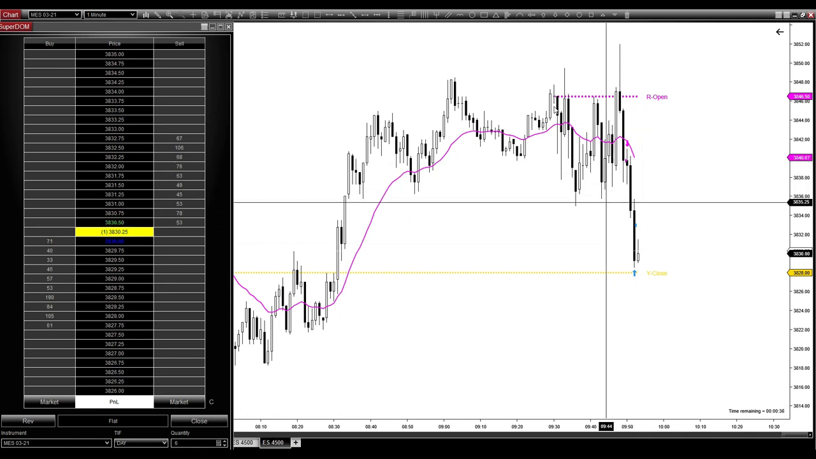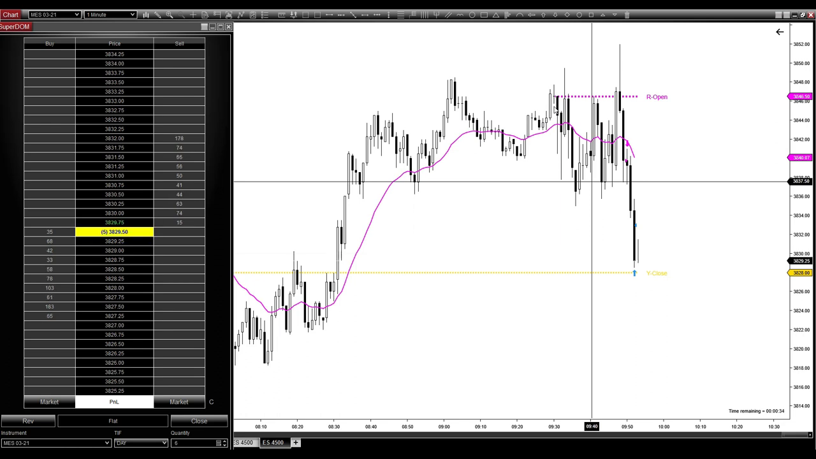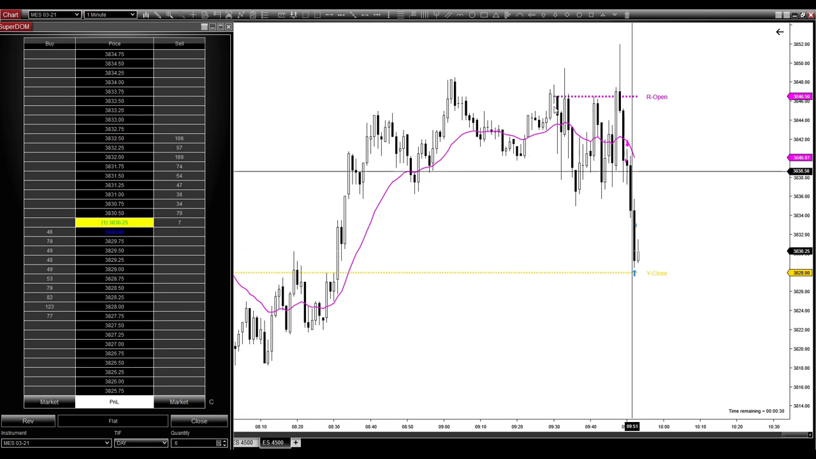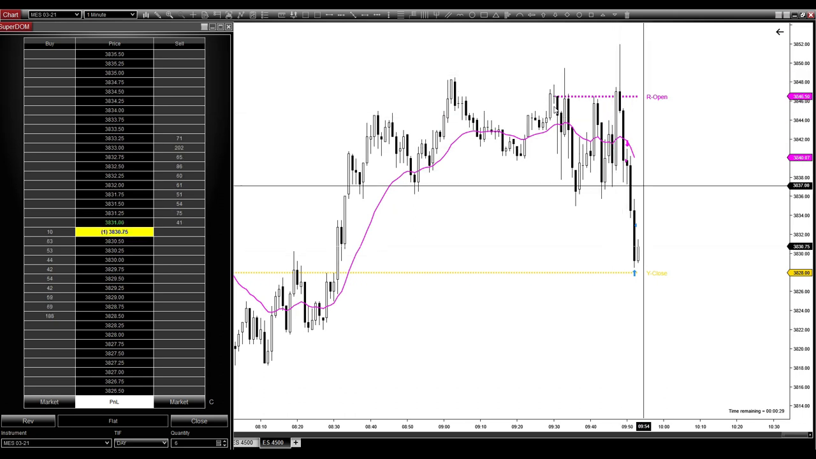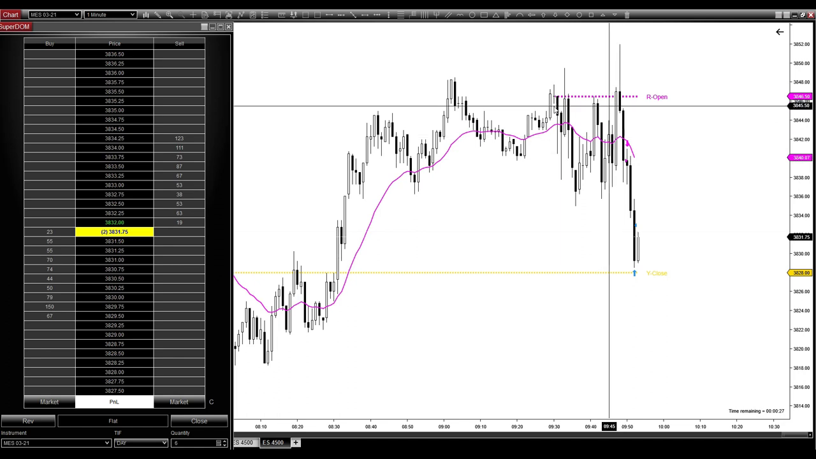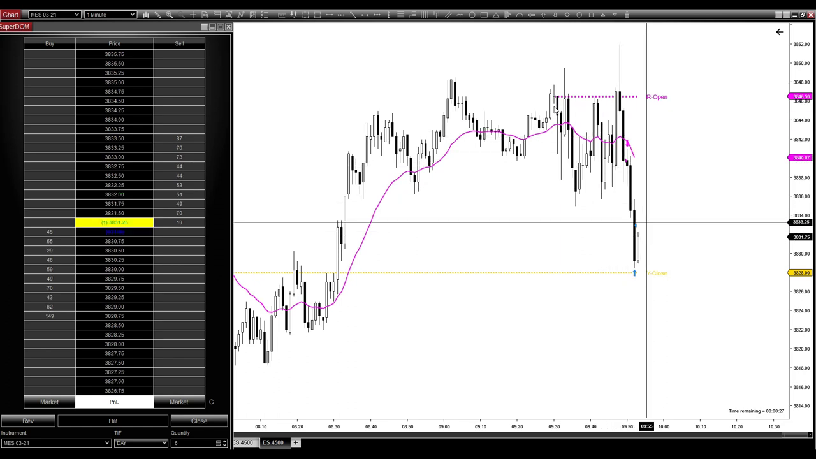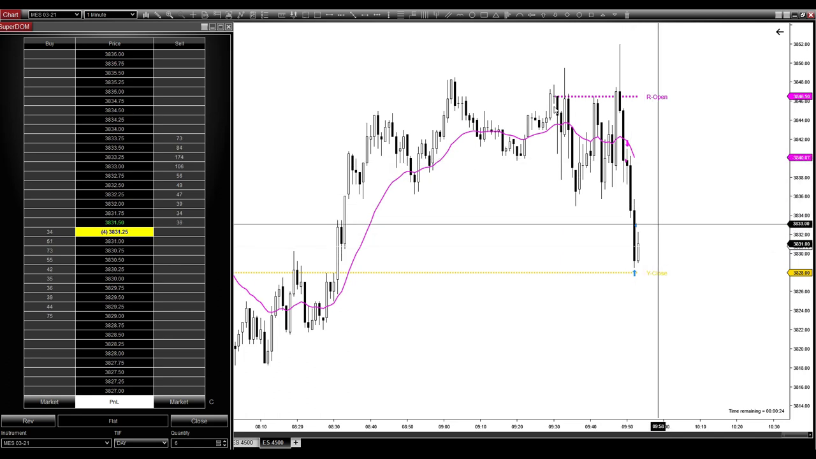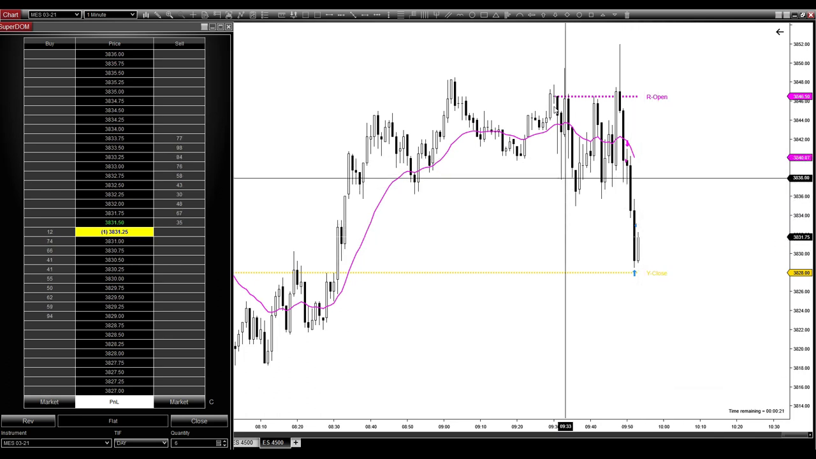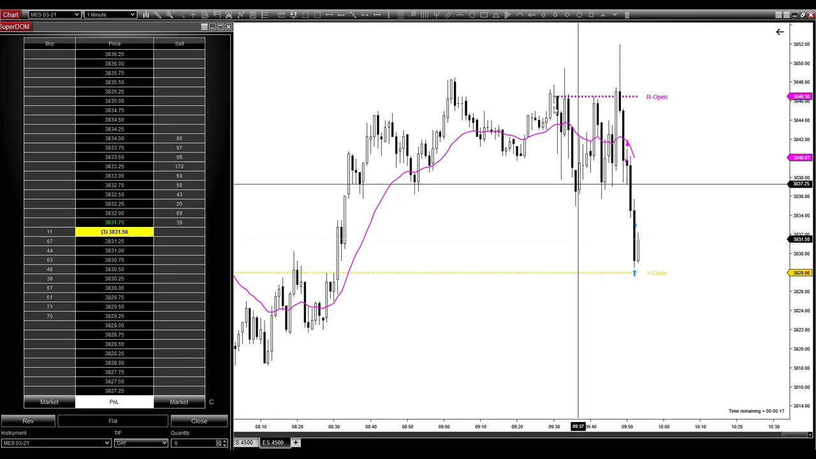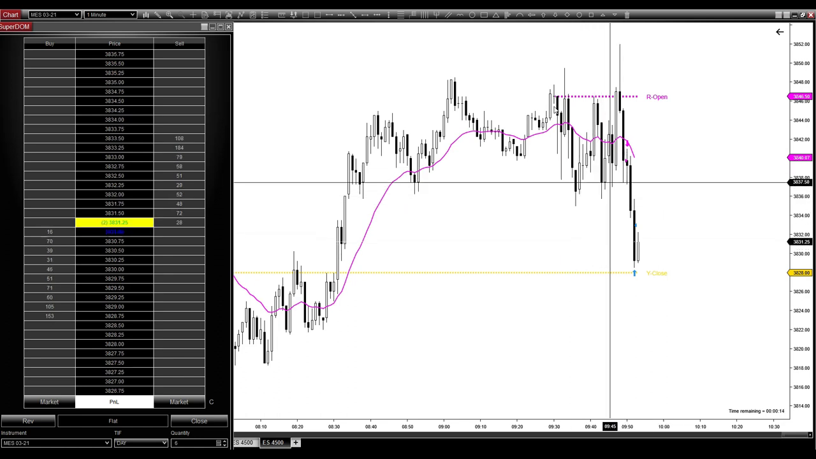So I'm not a big fan of selling into support, but really the only time that I will sell into support is when we have a lot of momentum, we're moving fast, and it's almost like a breakout trade where I'm looking to capture some momentum for a small profit, small gain. In this case, it was about 7 points, and then get out. This is kind of a setup for breakout traders.